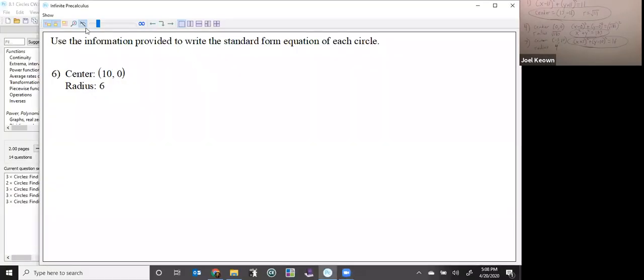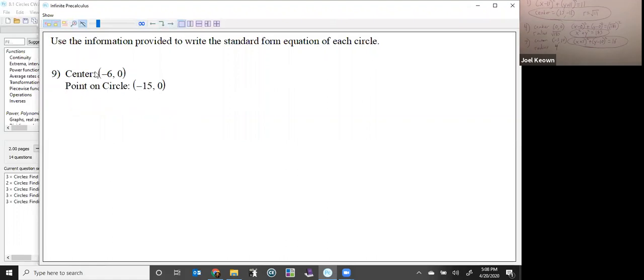So I skipped number 6, so chance to pause it and try number 6. All right, number 6 is x minus 10 squared, and then the y squared is by itself because the y value of the center is 0. Of course, 6 squared is 36. All right, how about number 8? Go ahead and pause the video, try number 8. All right, number 8 is x plus 6, y plus 6, and then the square root cancels out, and I'm left with 166.